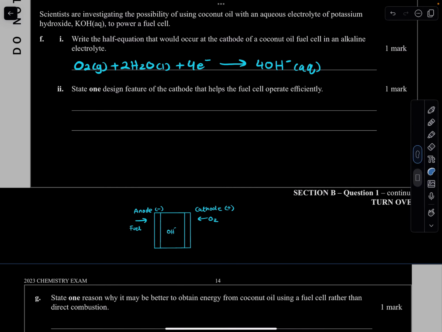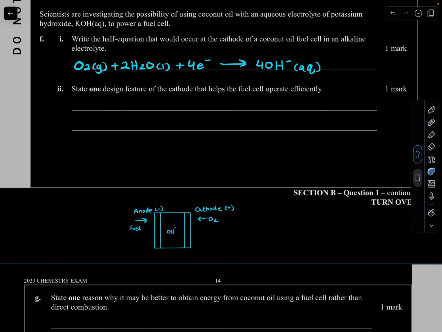State one design feature of the cathode that helps the fuel cell operate efficiently. There are many things you can talk about. The first thing that comes to my mind when looking at the electrodes in a fuel cell, the cathode and anode, is that they are porous. They have little holes, which increases the surface area, so better gas exchange. Remember, high surface area means faster rate of reaction. That's one of the designs.